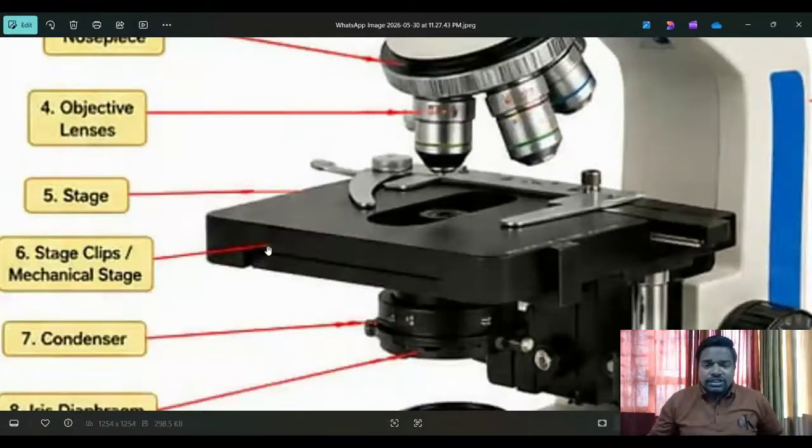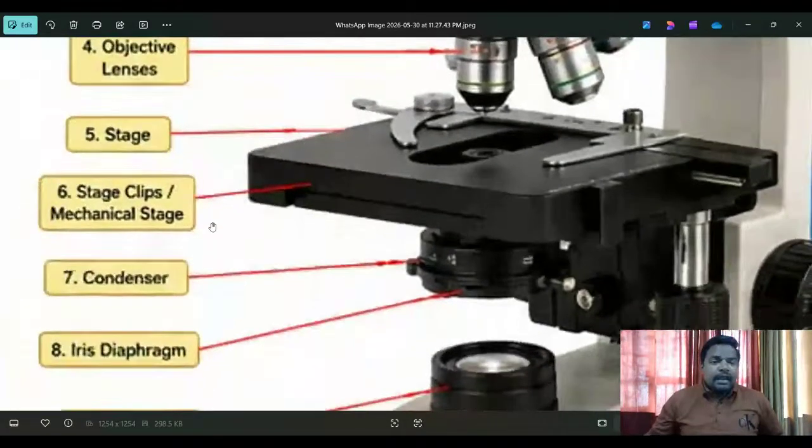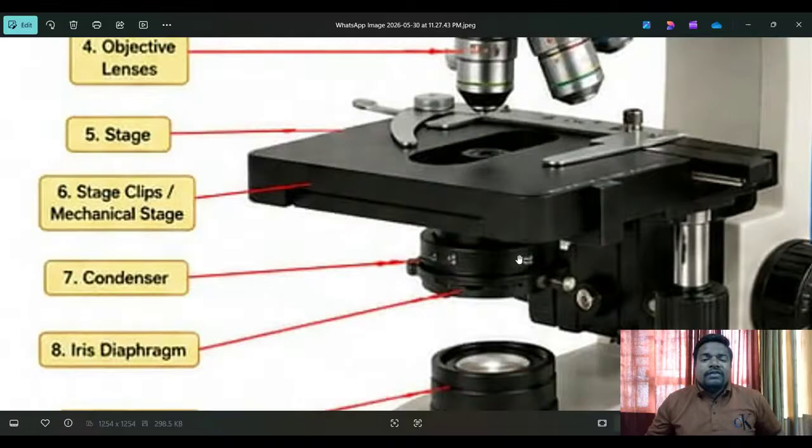Stage. This is the stage. I'm going very clearly, and the technical part also I'm going to show you. Please try to engage. Sixth point is stage clips or mechanical stage. Where problems come, how problems come, what to do, what not to do, everything I'm going to explain very clearly. If you watch my live session completely, you will definitely get more information about the binocular microscope.